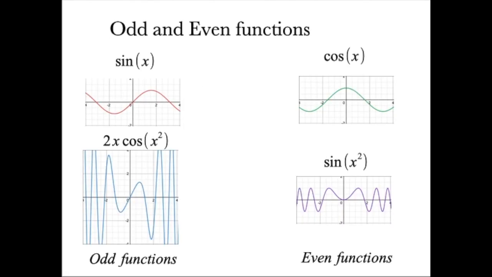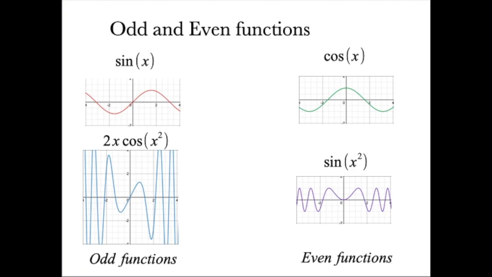And now to finish, I'd like to leave you with a little exercise, and it's to do with the symmetry of the various functions we've been looking at. You may have noticed that some functions, such as the sine of x and 2x multiplied by the cosine of x squared, have a sort of rotational symmetry around the origin. If you rotate each of those graphs by 180 degrees around the origin, you end up with the same graph. Whereas some of the graphs we've been looking at have been reflected in the y-axis. For example, look at the cosine of x on the right there and the sine of x squared. These have a reflective symmetry.